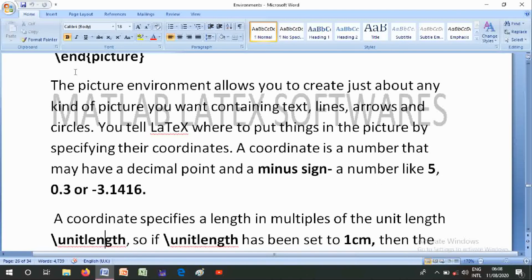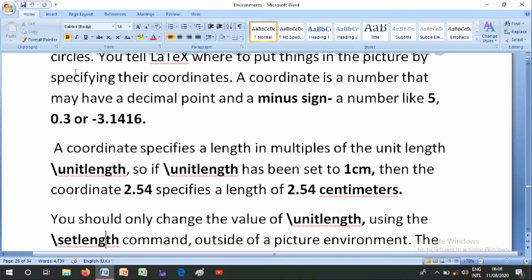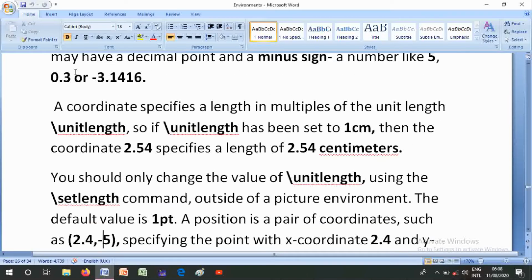a number like 5, 0.3 or 3.1416. A coordinate specifies a length in multiples of the unit length, \unitlength. So if \unitlength has been set to 1 centimeter, then the coordinate 2.54 specifies a length of 2.54 centimeters. You should only change the value of \unitlength using the \setlength command outside of a picture environment. The default value is 1 point.